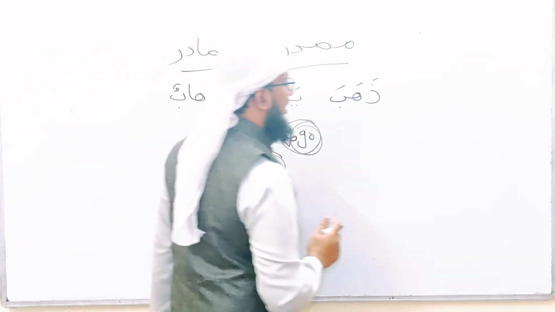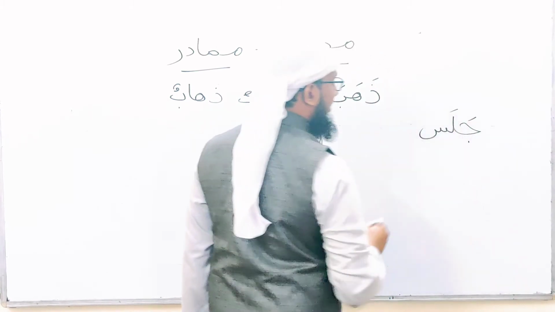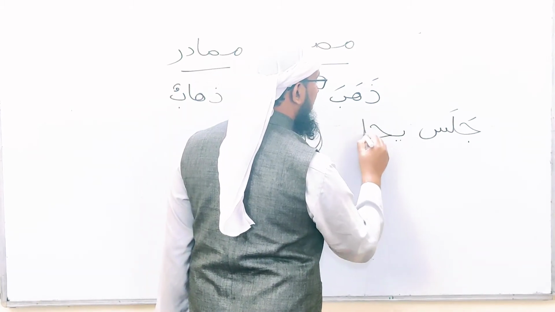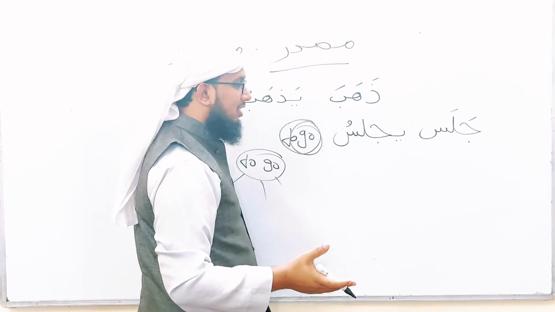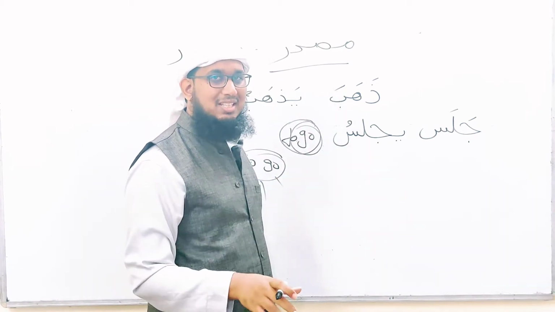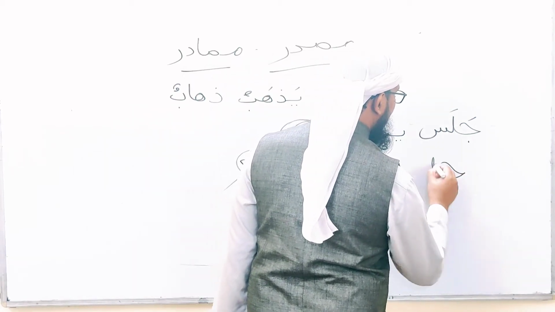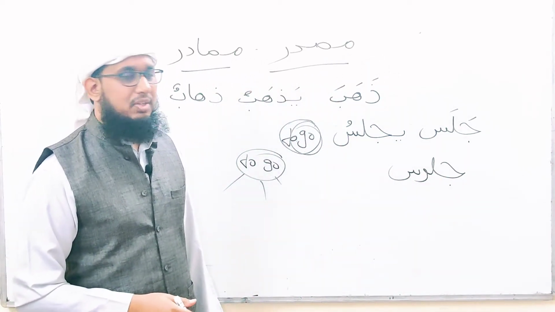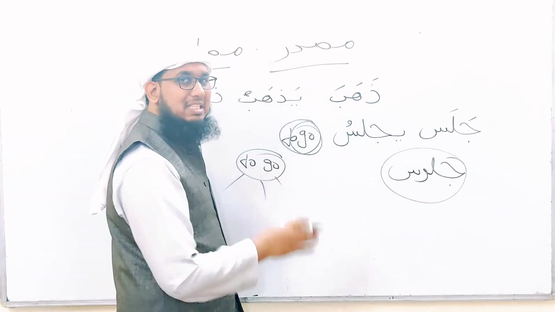Likewise, jalasa. Okay, he sat. Yajlisu, he is sitting. What is the masdar? Okay, he sat, he is sitting. To sit, to sit. How do you say that in Arabic? Julusun or julusan. Okay, so this julus is the masdar, and this is a noun.